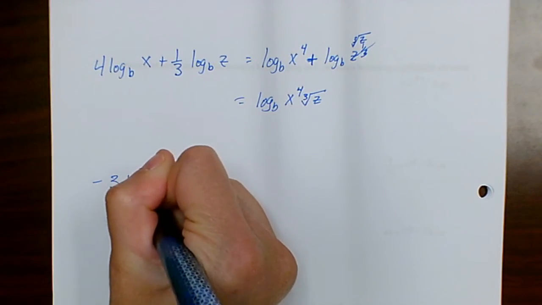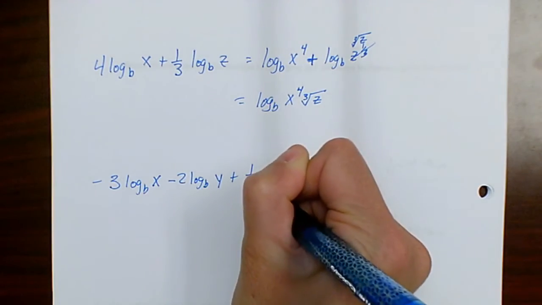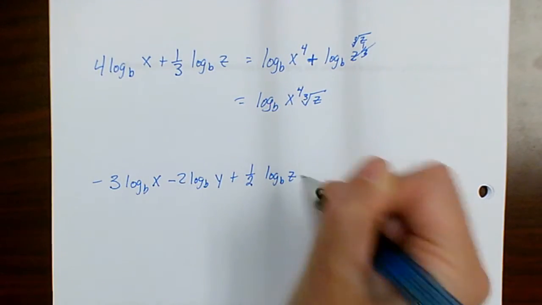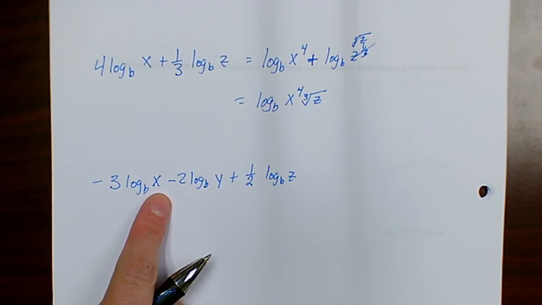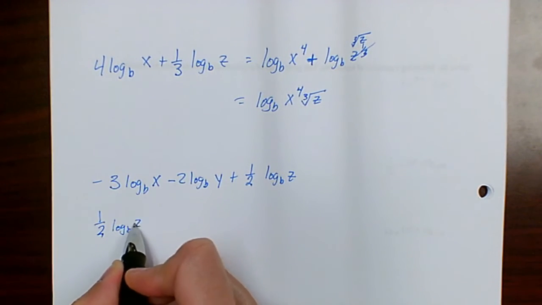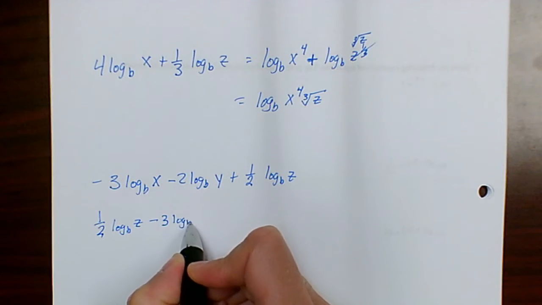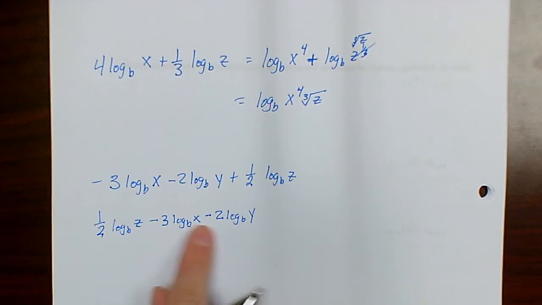Negative 3 log base b, x minus 2 log base b, y plus 1/2 log base b, z. Okay, so there's a lot of things going on. Since we have double negatives here, I'm going to rearrange this so that this log base b, z is in front. Because we can't have double subtraction because we cannot have a triple decker fraction.